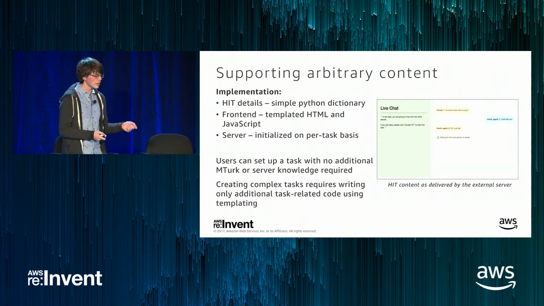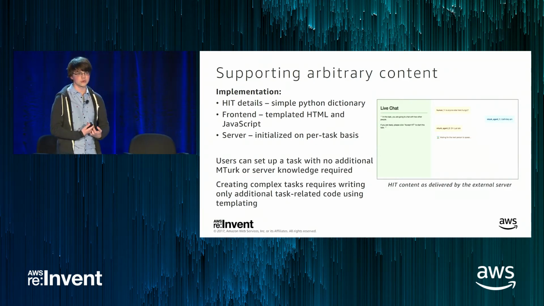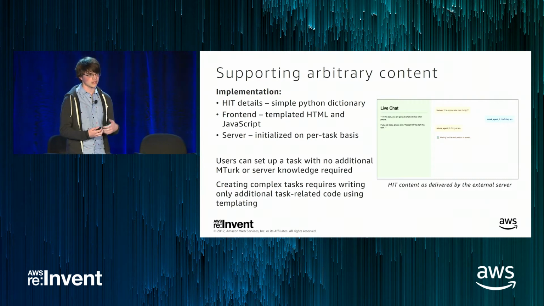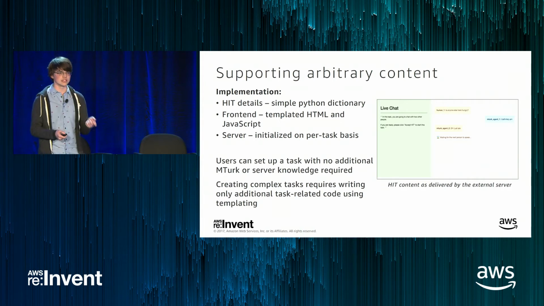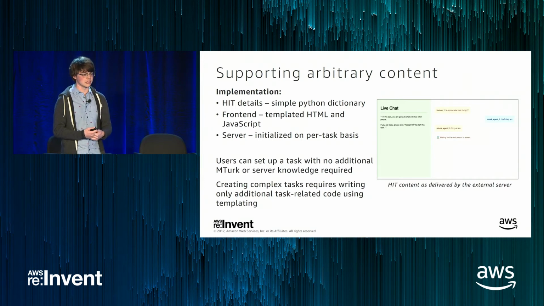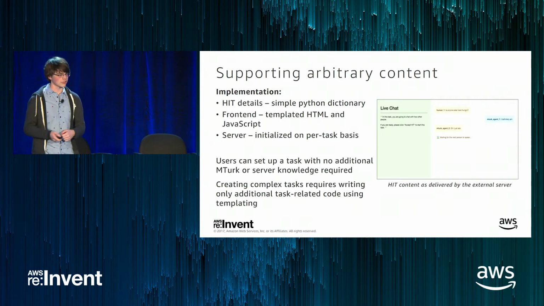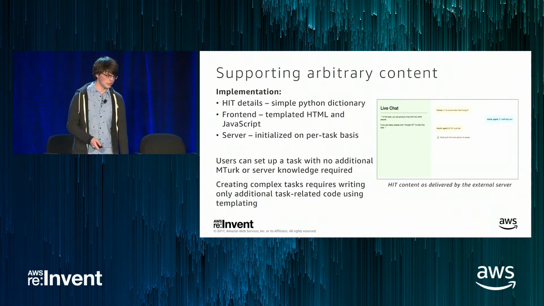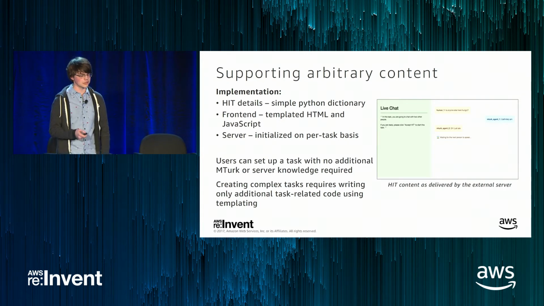On the front end, we have templated HTML and JavaScript, the goal being that for basic chats, we already support them out of the box, but if you want to be able to do something more complicated than that, you just need to override certain parts of the template. And the server itself is initialized on a per task basis. And the idea behind that is, since we're handling the setup and moving everything over, the users can set up these tasks without actually worrying about the external information or anything else. So in this case, creating complex tasks only requires the additional task-related code using the templates rather than having to do the whole thing from scratch again.